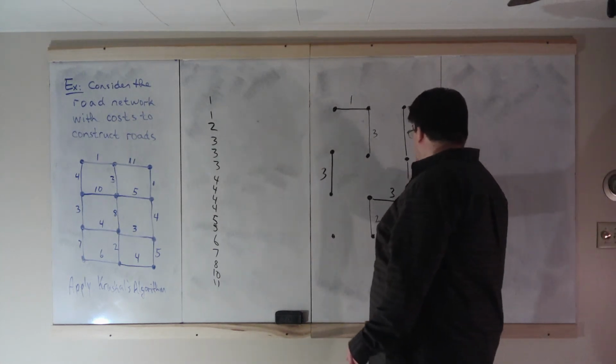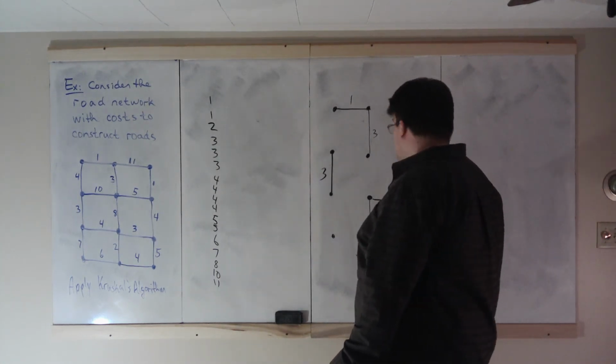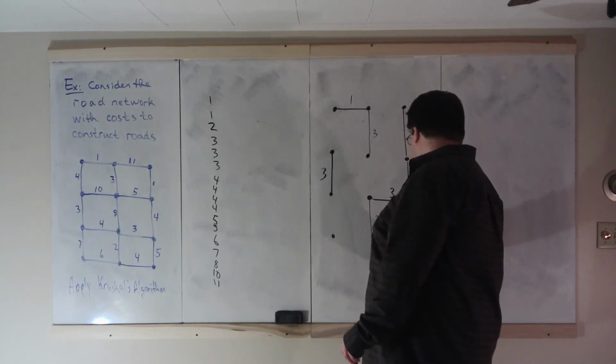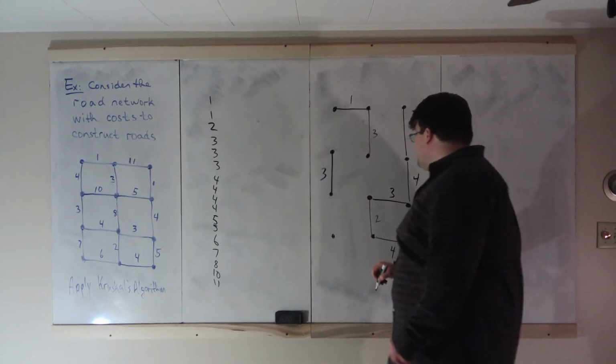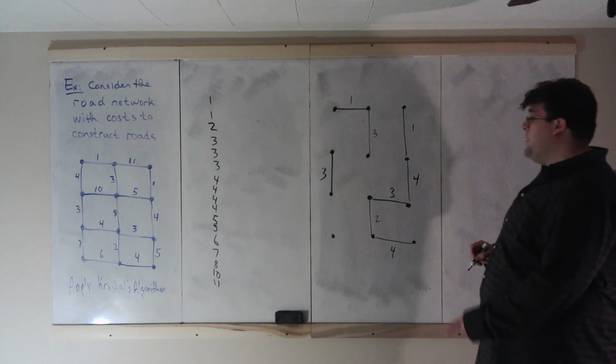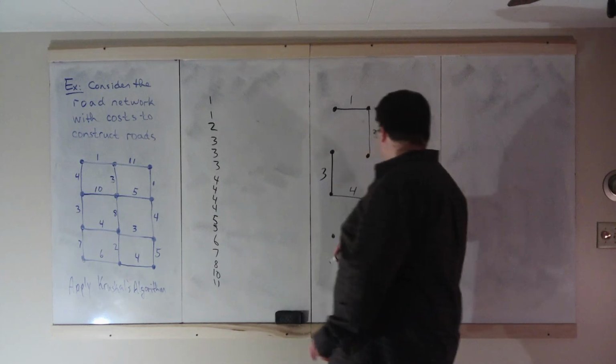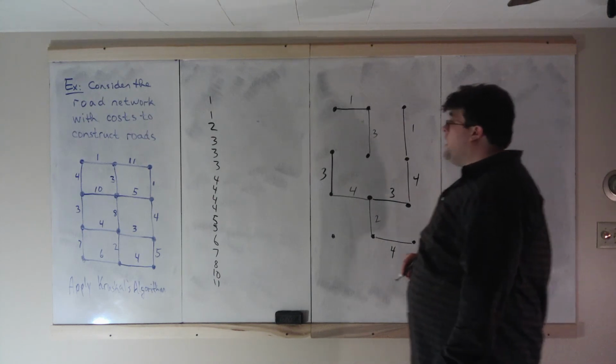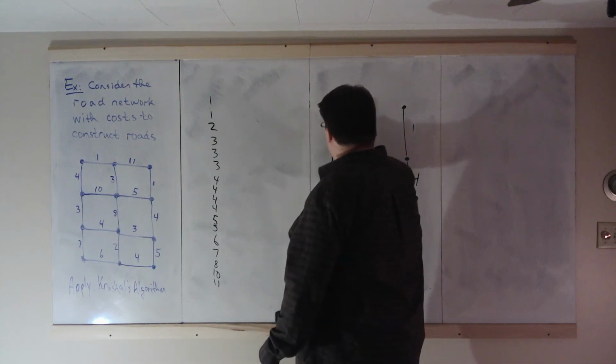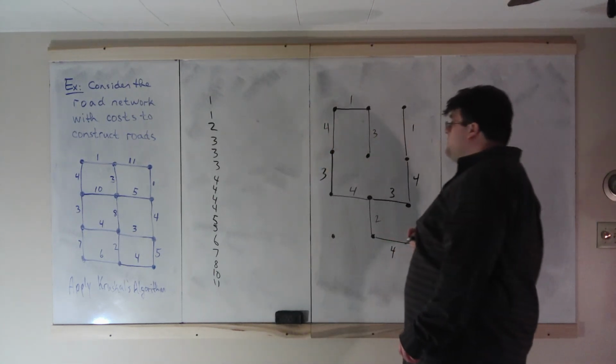Well, here's a four. We can add that. That's okay. Here's a four down here. We can add that. That helps us. That hits that vertex. How about the next four? There's a four up here. Well, that's good. And the fourth four is here. So we can add that. Now look at that. All of the things are working so far.